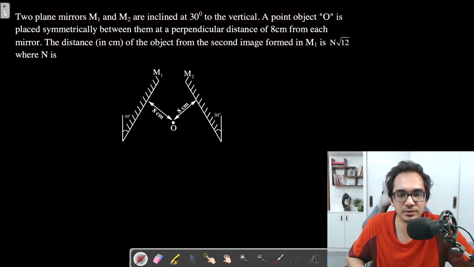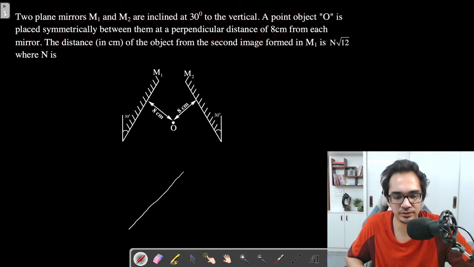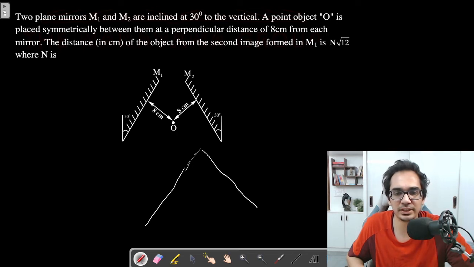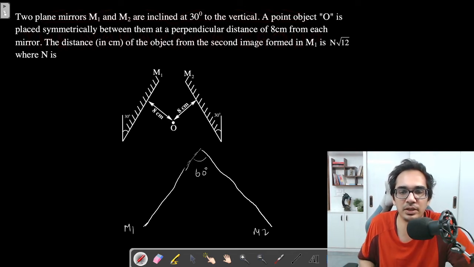So see, I'll just give you an idea. This is M1, just connect it, it does not matter, right? You can extend the mirror. So this angle will be 60 degree, 30 and 30 will become 60. And you have to draw the reflection of M2 in M1, where this is M1, this is M2. So the reflection of M2 in M1 will be like this. M2 dash. This will also be 60 degree.